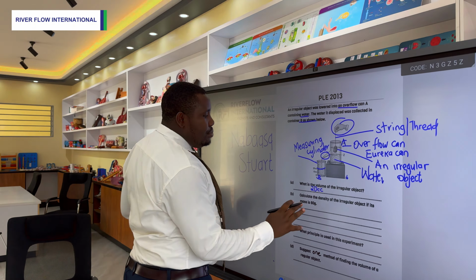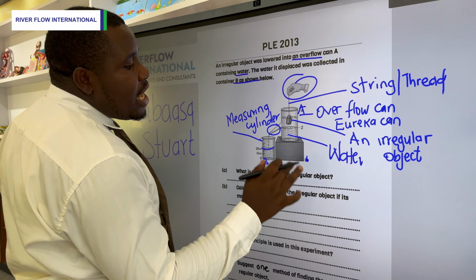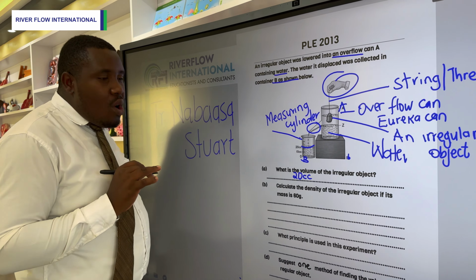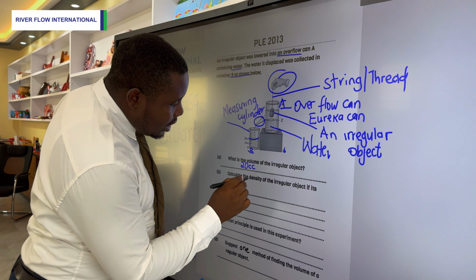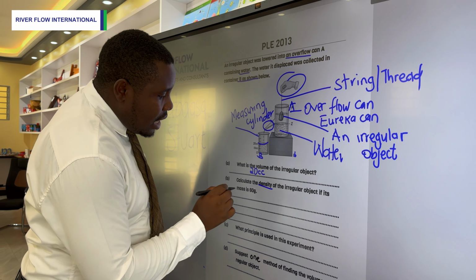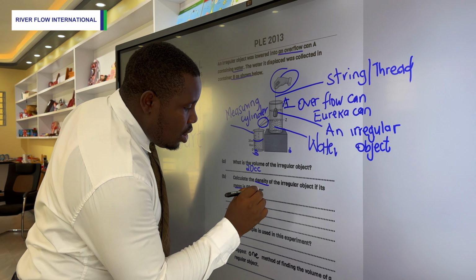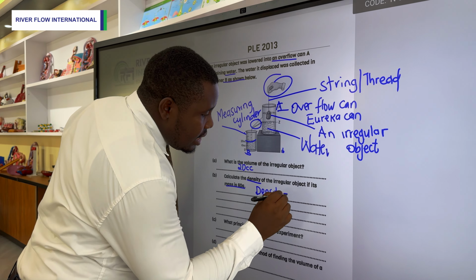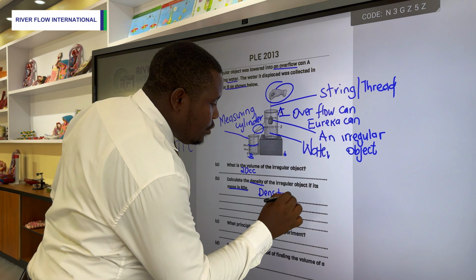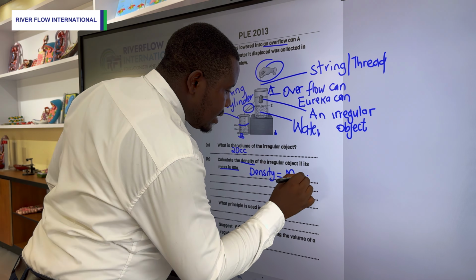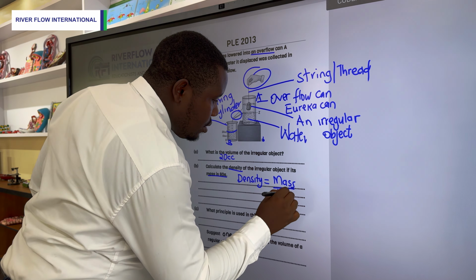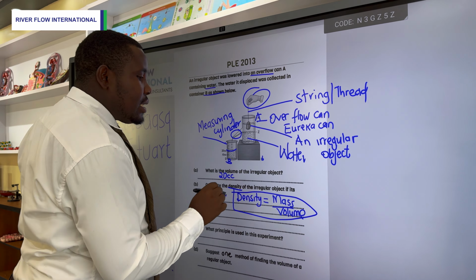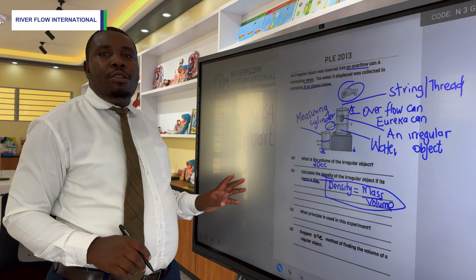Now, part B, calculate the density of the irregular object if its mass is 60. Now, when you are going to answer a question like this, what do they want us to do? They want us to calculate the density. What else have they given us? They have given us mass. So we know that the density is equal to the ratio of mass to volume. Now, anyone who studied some science and some physics knows that this is the formula of calculating density.